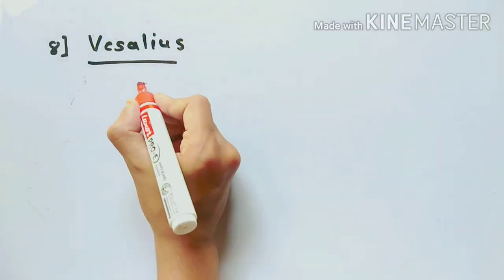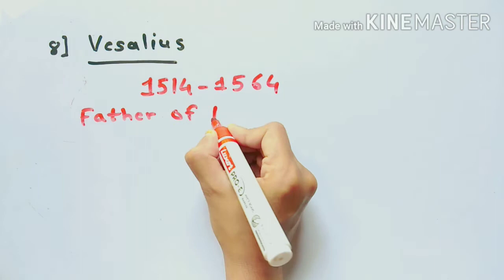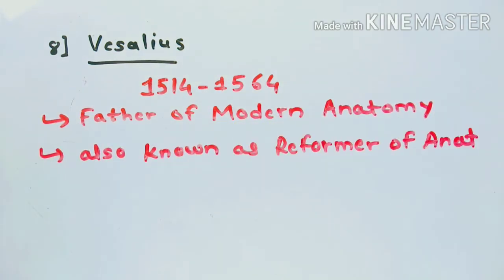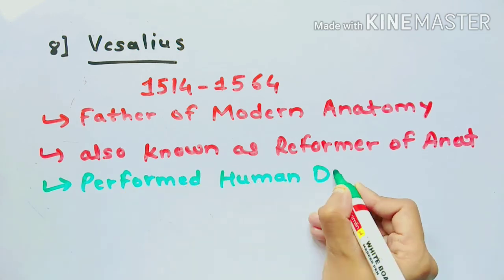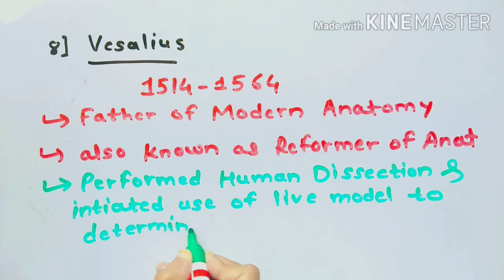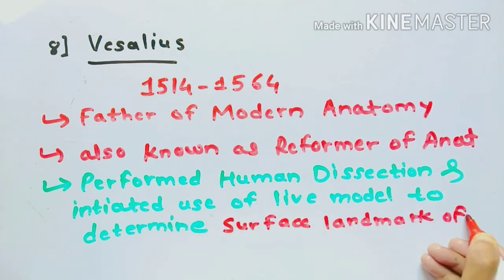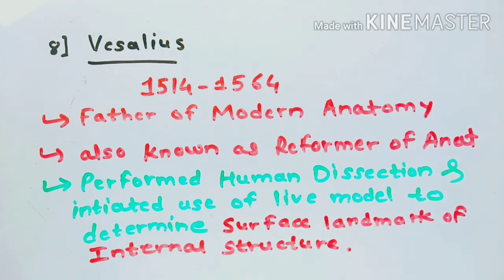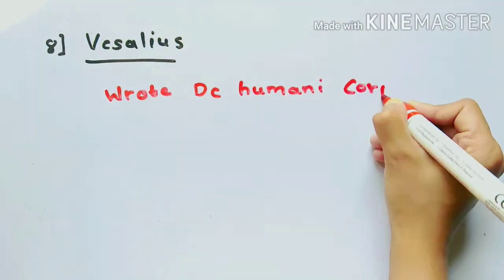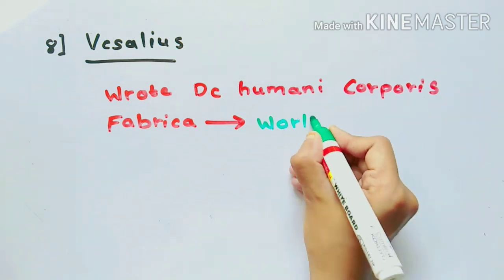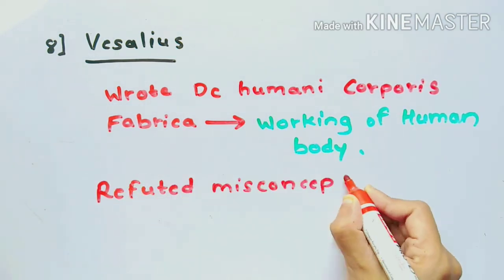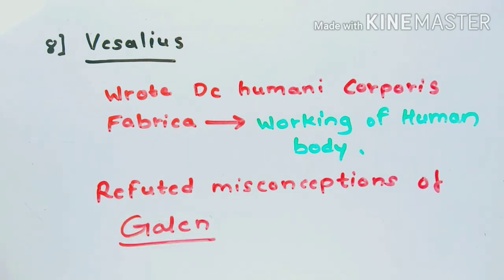Next is Vesalius. He is the father of modern anatomy as well as known as the reformer of anatomy. He performed human dissection and initiated the use of live models to determine surface landmarks of internal structures. He also wrote the famous book De Humani Corporis Fabrica, which explained the working of the human body. He also strongly refuted misconceptions of Galen.